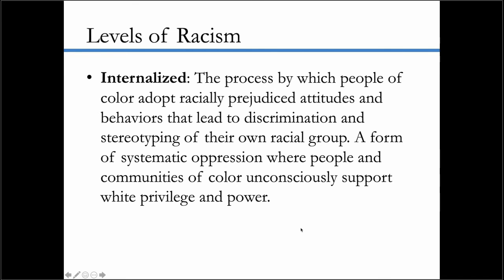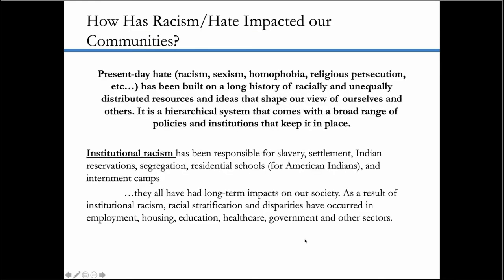And this often leads to what we call internalized racism, which is the process by which people of color adopt racially prejudiced attitudes and behaviors that lead to discrimination and stereotyping of their own racial group. It's a form of systematic oppression where people in communities of color unconsciously sometimes can support white privilege and power. And so these are all things that we need to think about because it's so ingrained within our society that it leads to these issues that we're facing today in health disparities and job disparities and economic disparities within our communities. So you might be wondering, how has racism and hate impacted our communities?